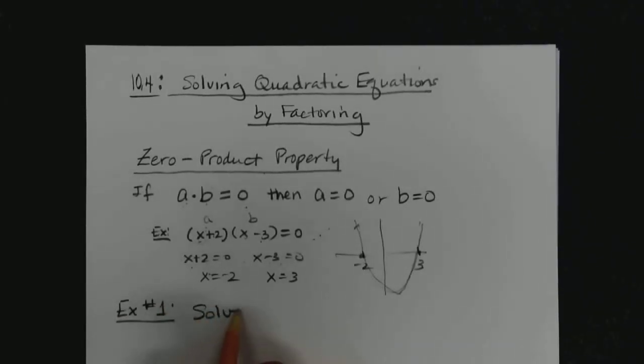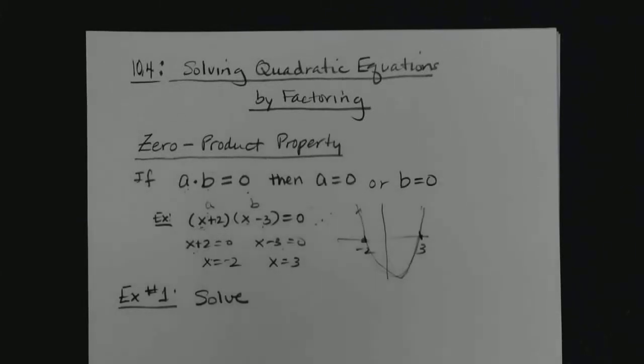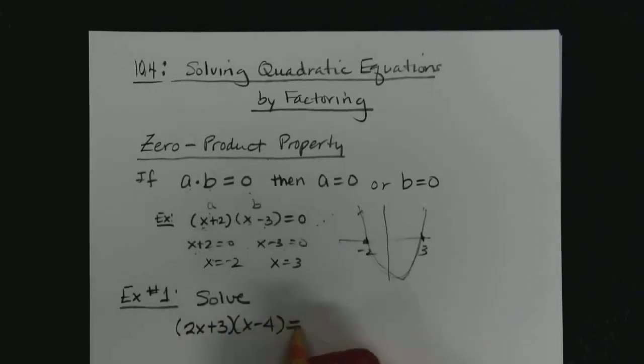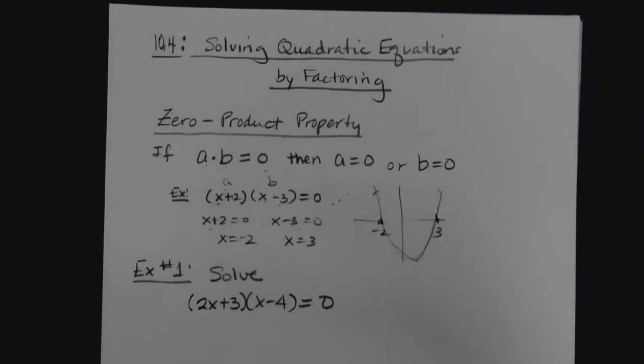They're going to say solve. So whenever they tell you to solve, you're looking for the x-intercepts, where the parabola crosses the x-axis. So you want your y. This one they already factored for you, and they already set the y equal to 0. Because you always have to set it equal to 0, because on the x-axis, y is always 0. So this is 0. Okay?